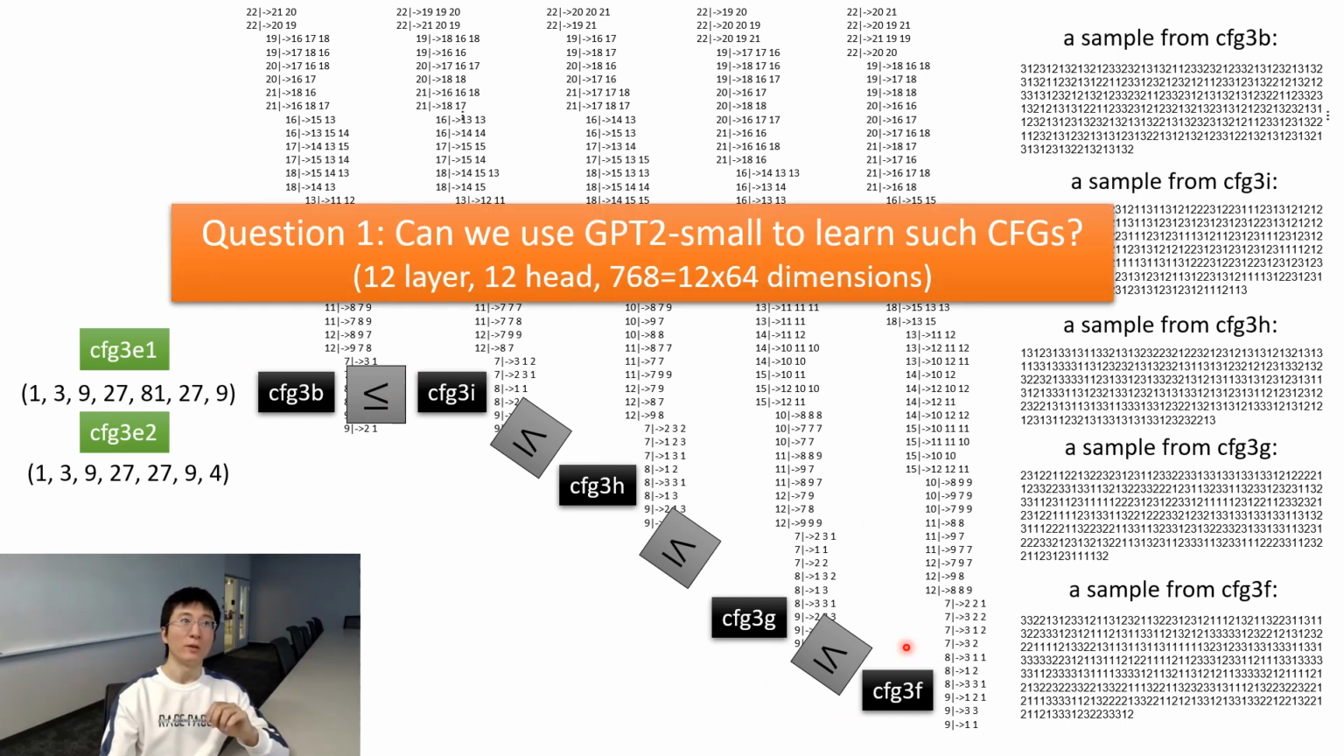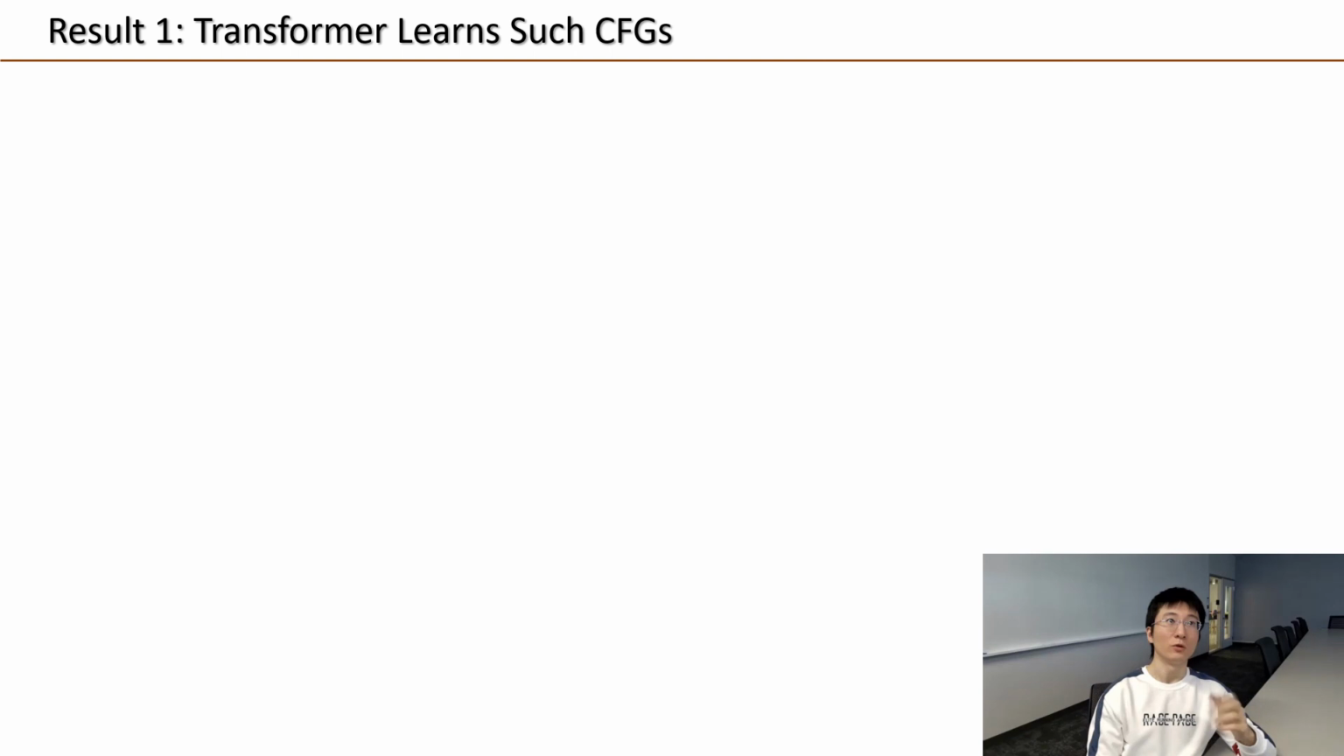Here is question number 1. That is, can we use GPT-2, for instance, small, to learn such CFGs? And recall that GPT-2 small is a transformer that has 12 layers, 12 heads, and 768 dimensions per layer. And can we use GPT-2 small to learn such CFGs? To be precise, this is what I mean by learning.